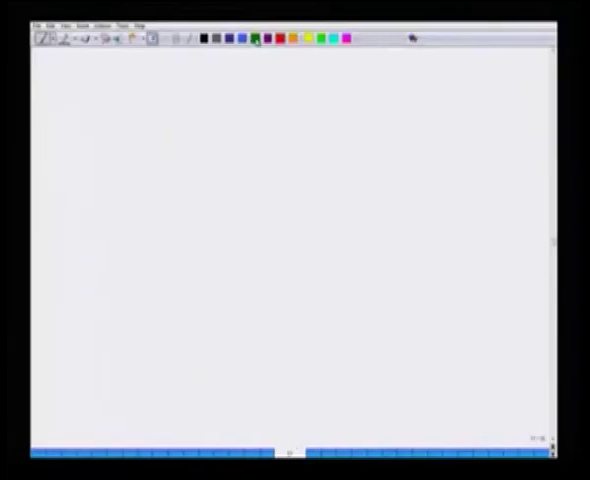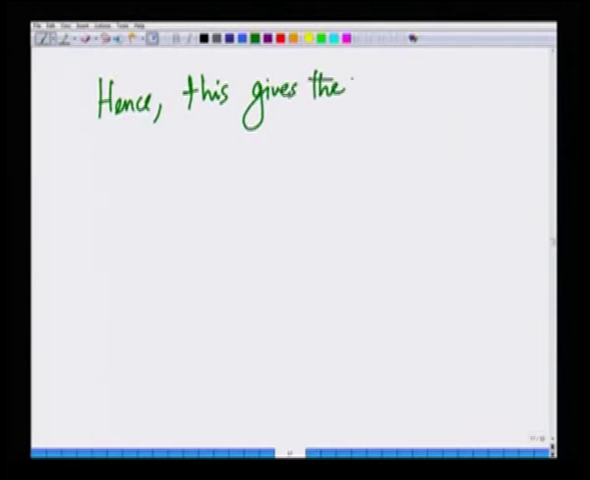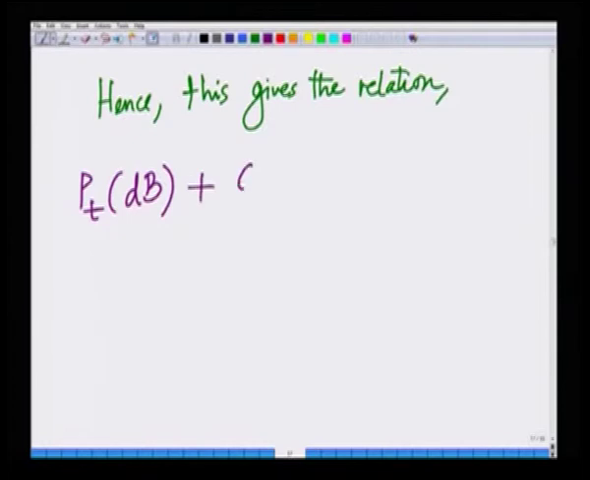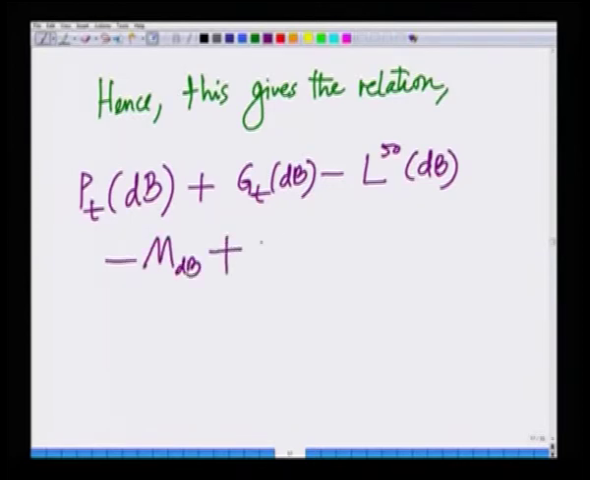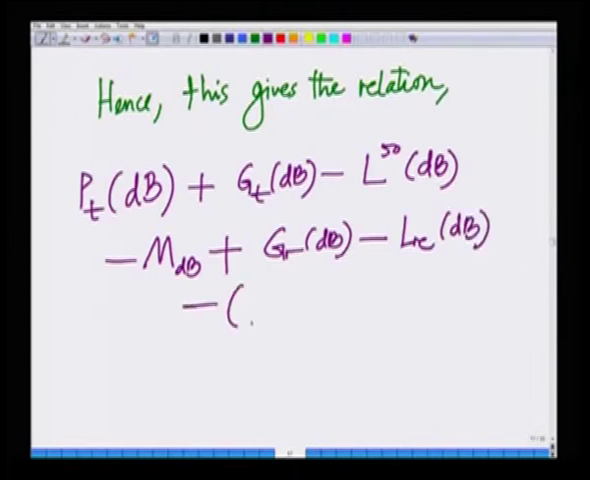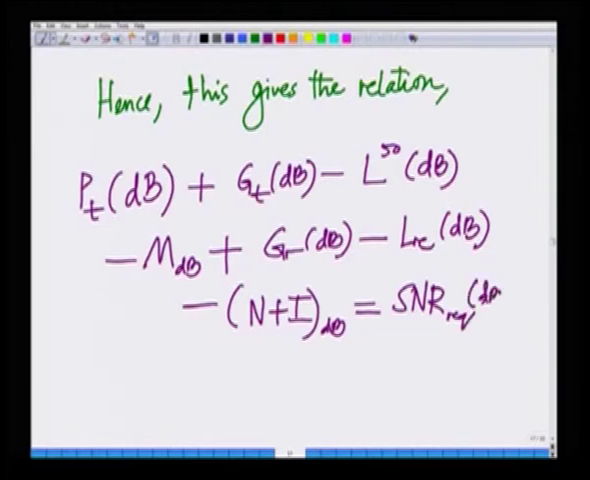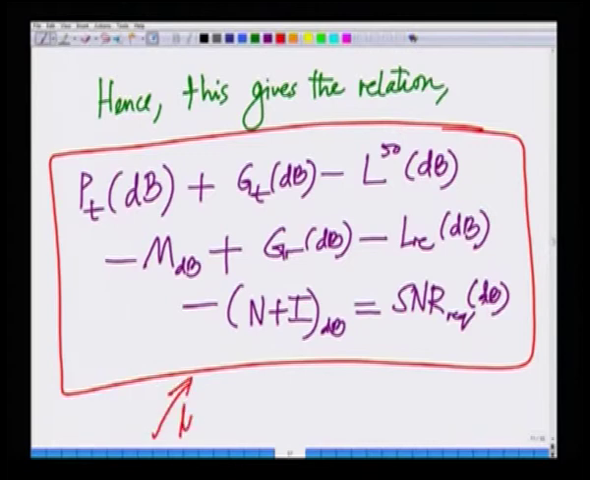And we can also express this by writing this down. This gives the relation: transmit power in dB plus gain of transmit antenna in dB minus 50th percentile path loss minus margin in dB plus gain of receive antenna in dB minus cabling losses in dB minus noise plus interference in dB equals SNR required, of course, in dB. So, this is the first link budget expression.